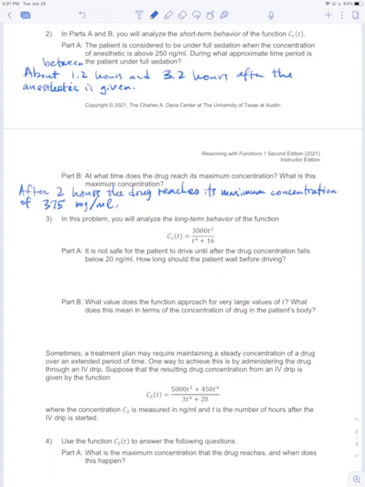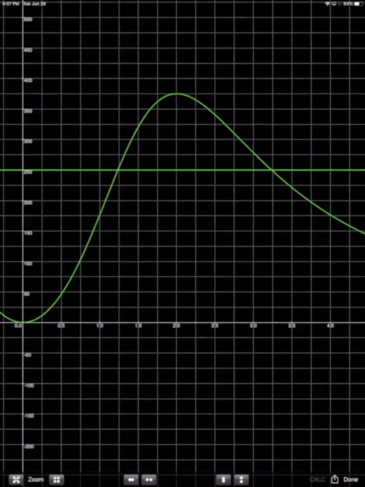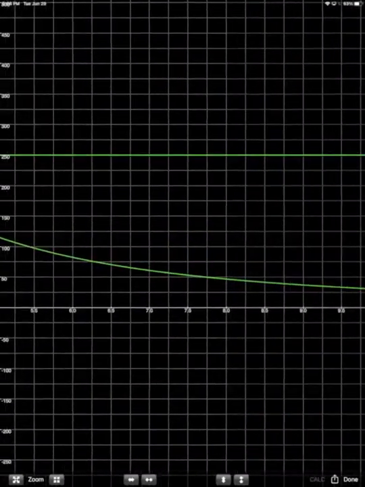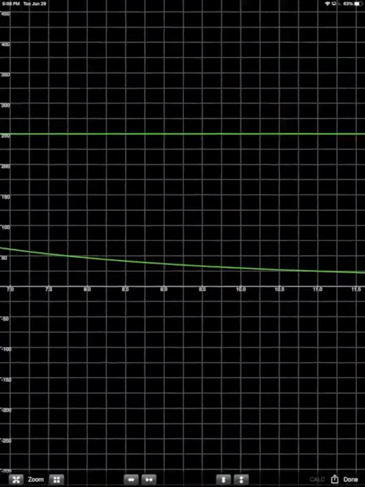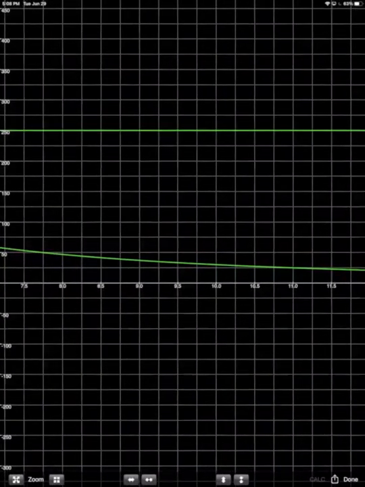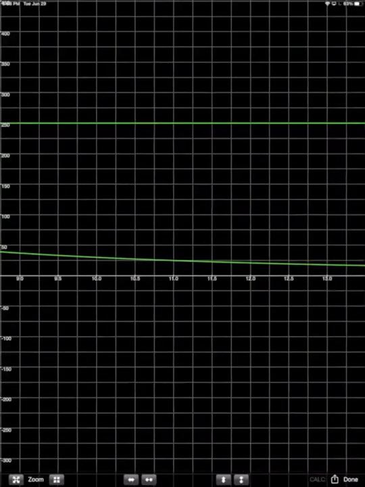Again, we can look at our picture of this, and it has to fall below 20 on the y-axis. So if we just keep scrolling, it's gone beneath 25. So just roughly calculating, maybe about 12 hours, maybe 12 and a half hours.